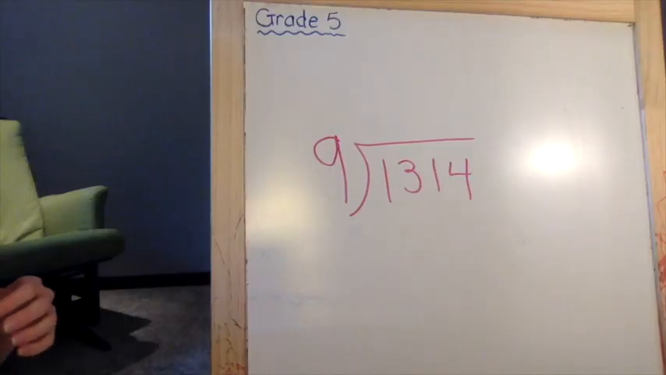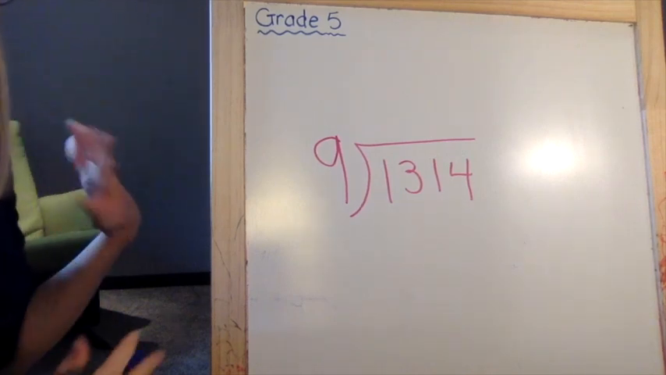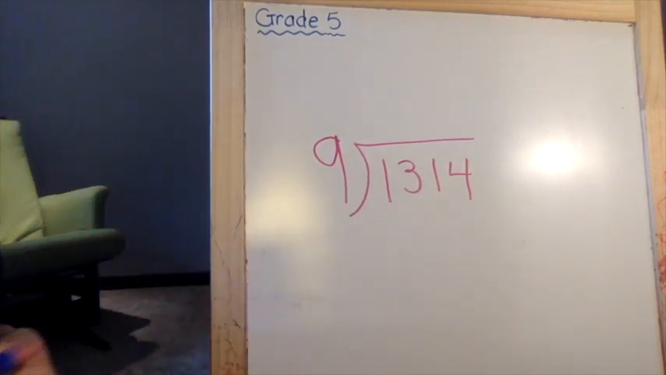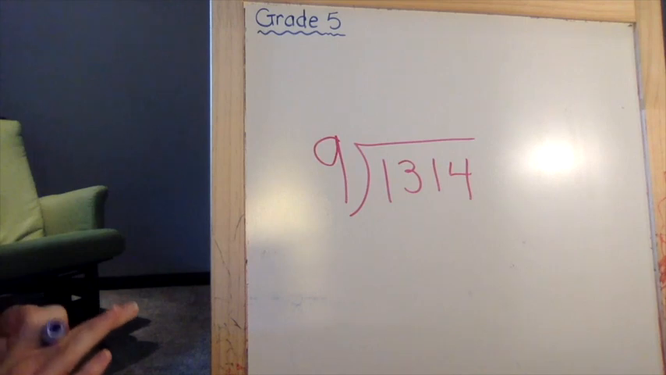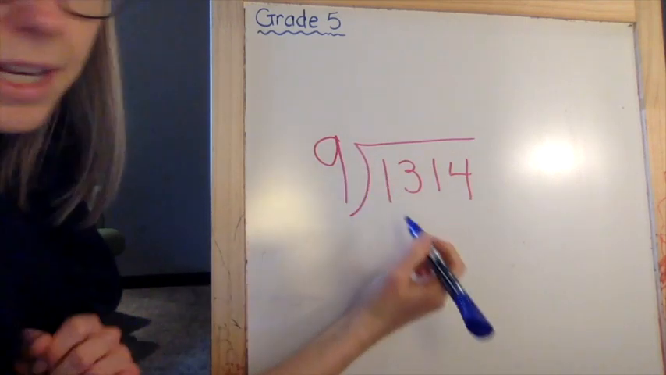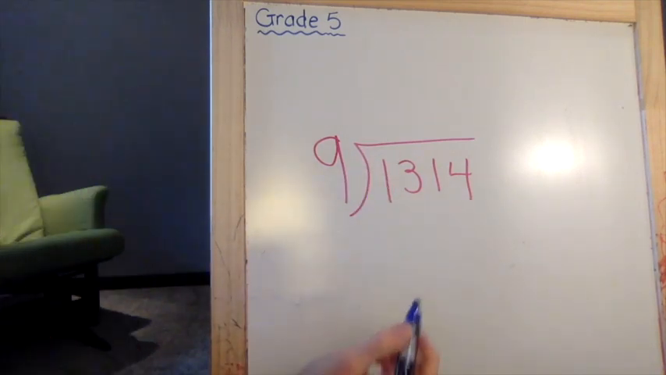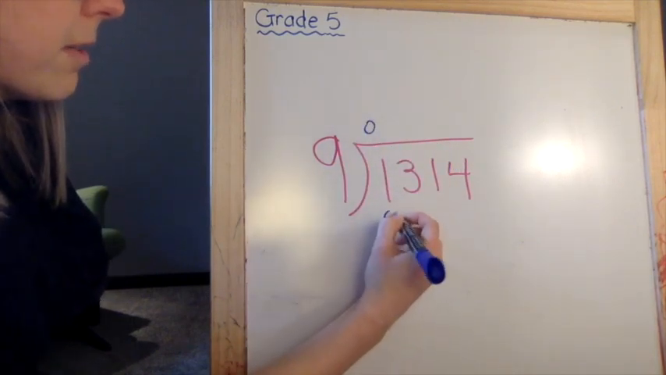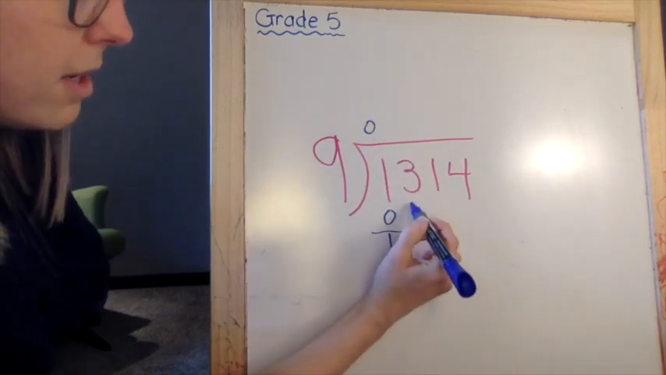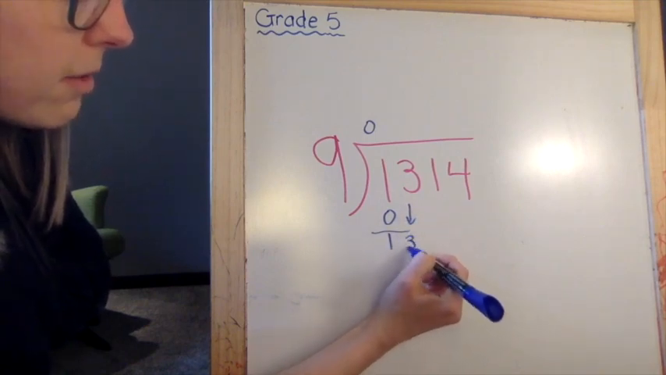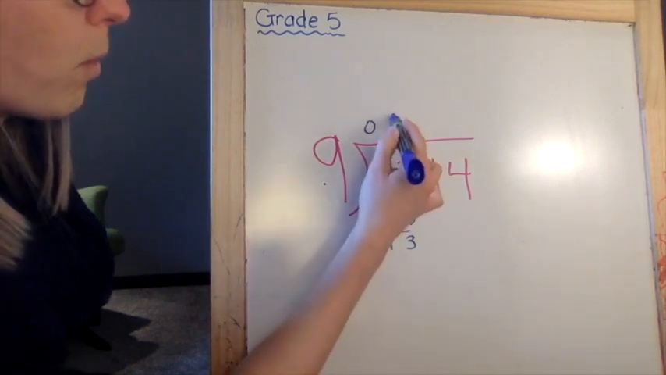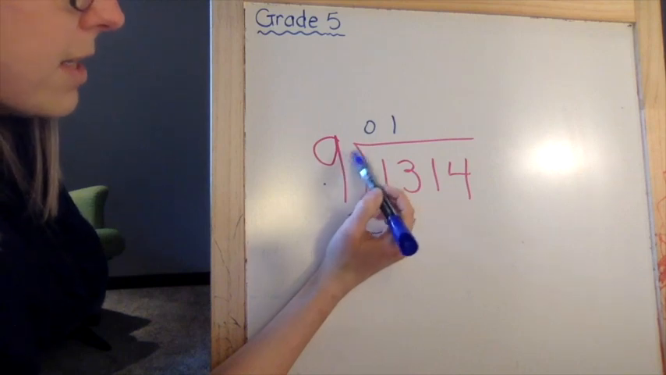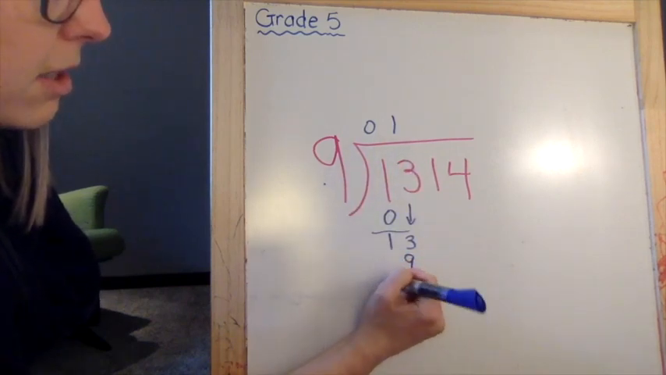So how many times does 9 go into 1,314? I just rewrote this because I was reaching across the board and it wasn't easy to write neatly. So 9 goes into 13. How many times is 9? 9 goes into 1 0 times. 9 times 0 is 0. So I have a 1. We're going to bring down this 3. So 9 goes into 13 one time. 1 times 9 is 9.